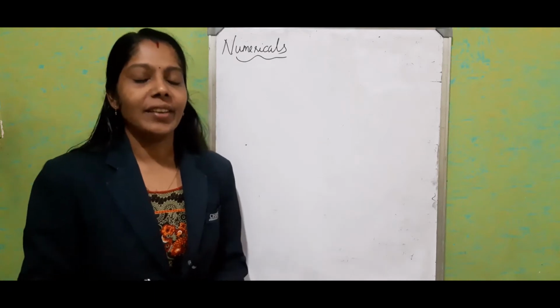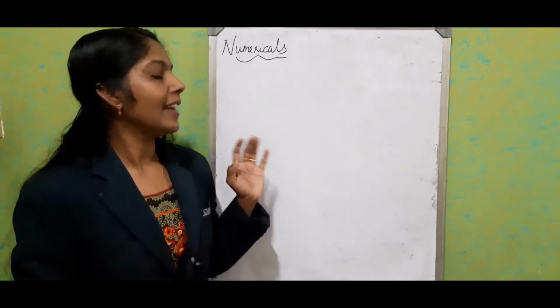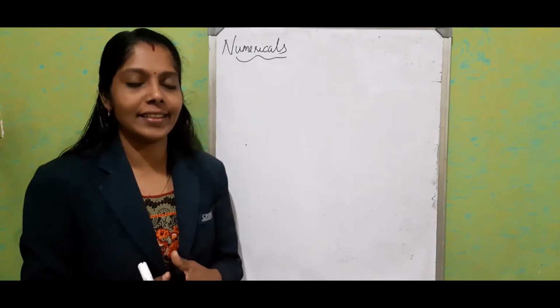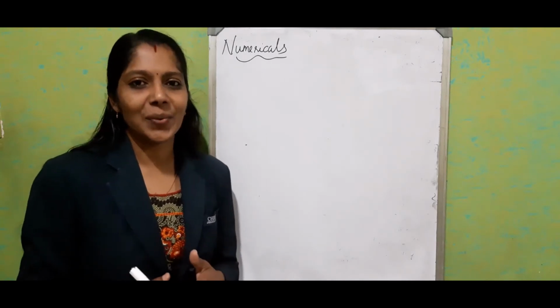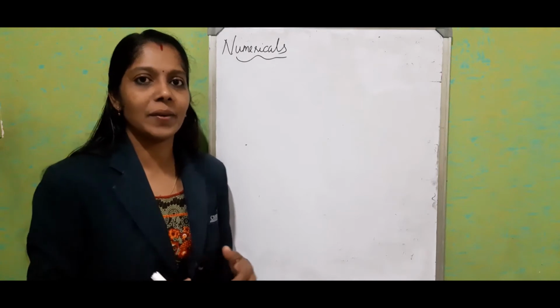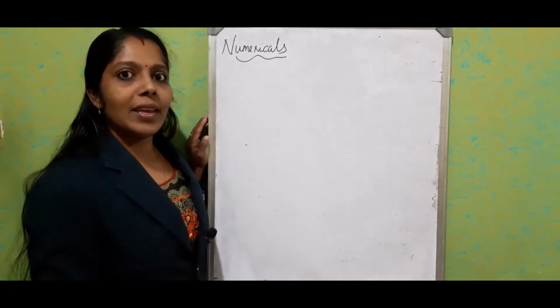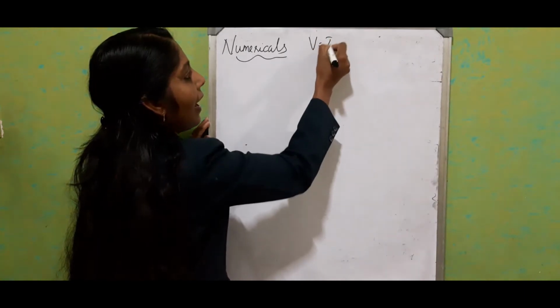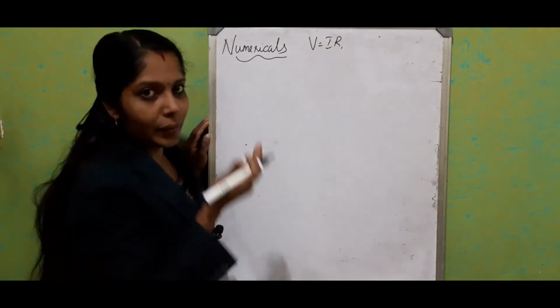In this session, we will solve some numericals related with E.M.F and the combination of resistors. Let's see which are the equations we need to solve this. Okay. So the basic equation is the Ohm's law. V is equal to I into R that we require.